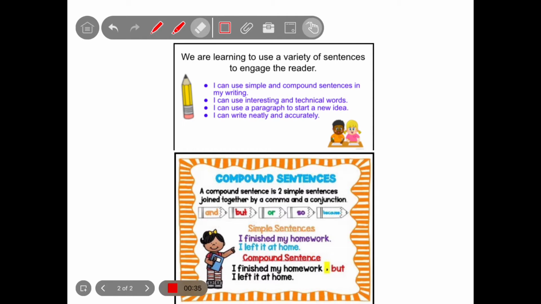Underneath is an anchor chart for compound sentences. A compound sentence is 2 simple sentences joined together by a comma and a conjunction. And underneath that, a conjunction can be and, but, or, so, because. Underneath that, it gives us some examples of what a simple sentence is and what a compound sentence is.